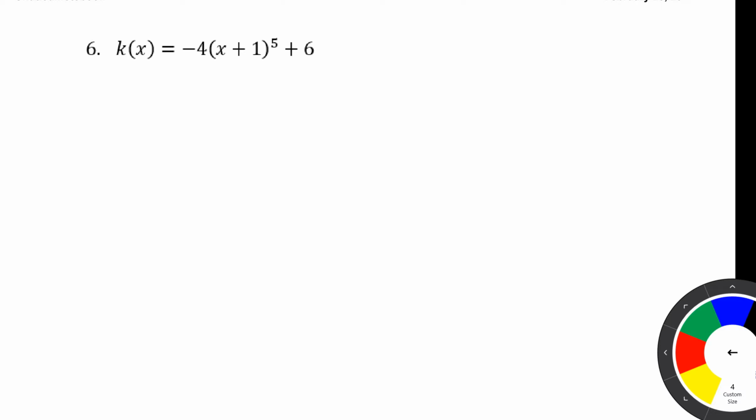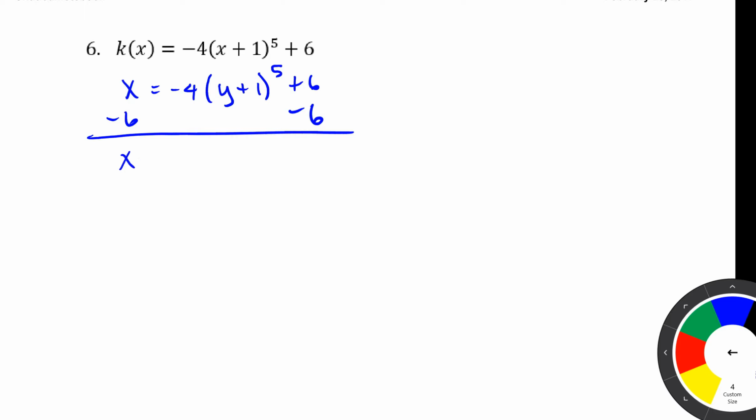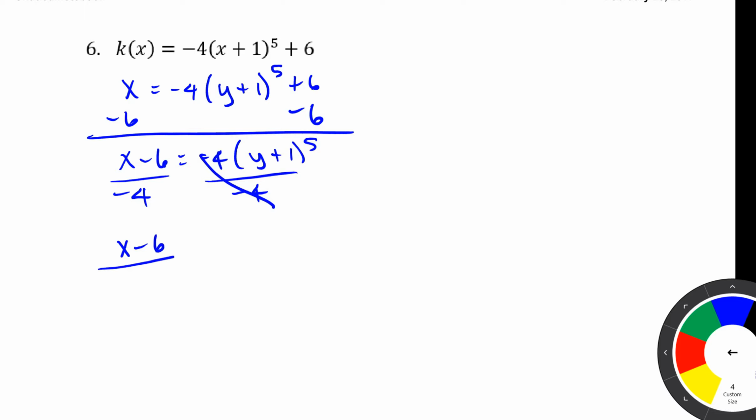Number 6, again, first step, switch x and y. Now again, we want to get the term with the y by itself, so we want to get y plus 1 to the 5th power alone. So I'm going to subtract 6, giving me x minus 6 equals negative 4, y plus 1 to the 5th, and then divide by negative 4. That gives us this y plus 1 to the 5th by itself.